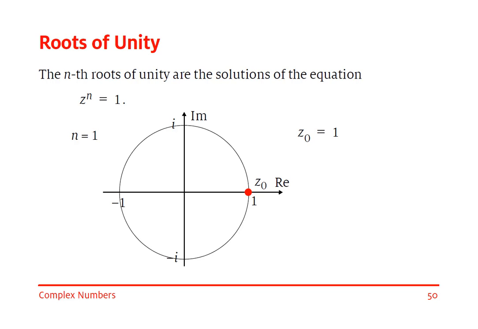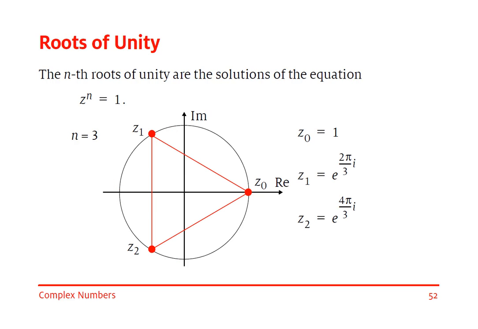For n equals 1, we have the equation z equals 1, which has exactly one solution, namely the number 1. For n equals 2, we have the equation z squared equals 1, which has two solutions, 1 and minus 1.